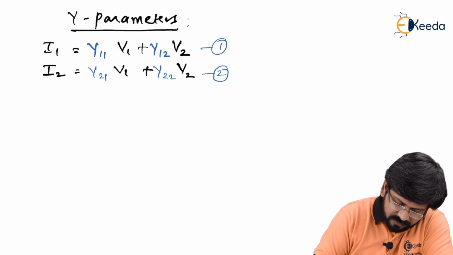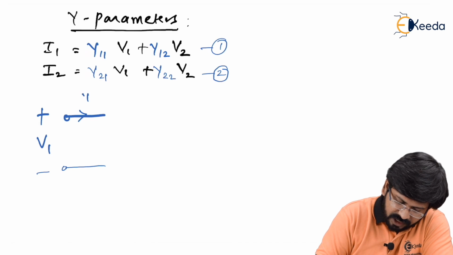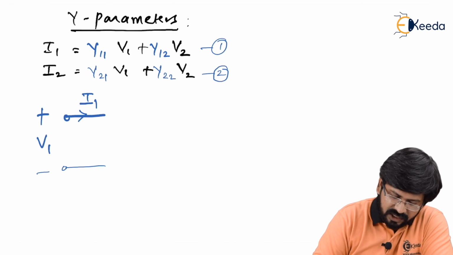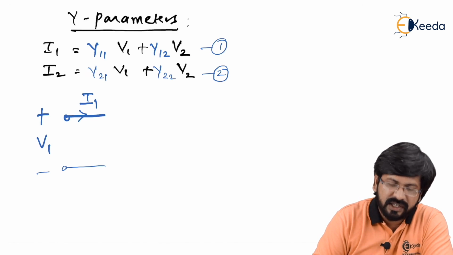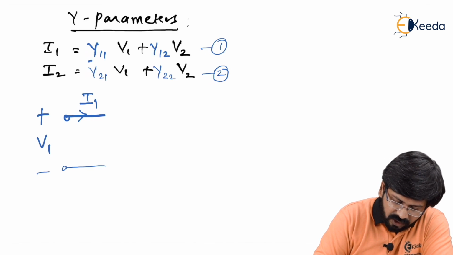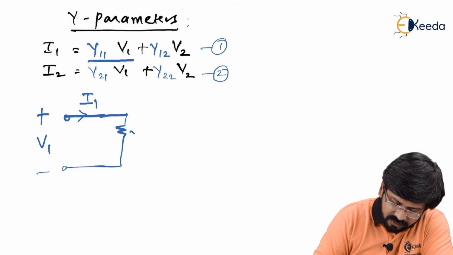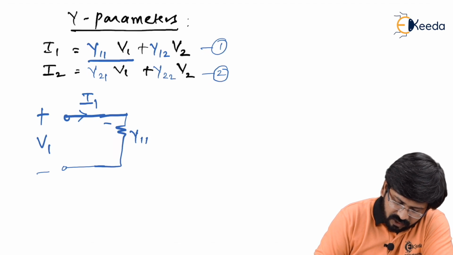Let me just draw the port 1 side, where you have voltage as V1 and current as I1. As you can see, it is going to form a parallel circuit. It means the first element will be what? The first element is nothing but Y11 as admittance, and the voltage across it is nothing but V1, and that becomes a current.